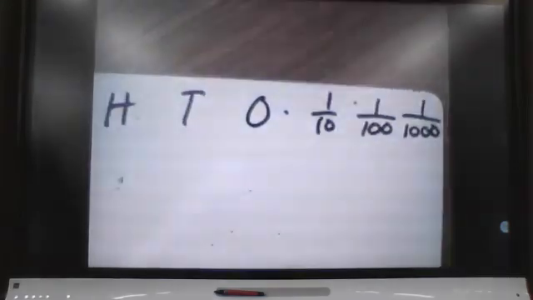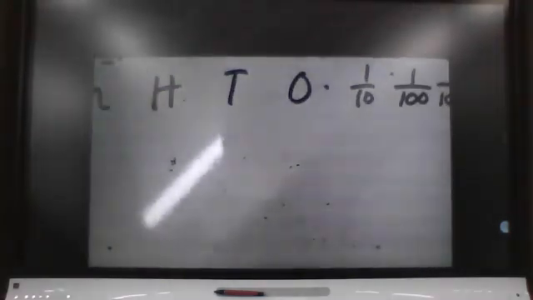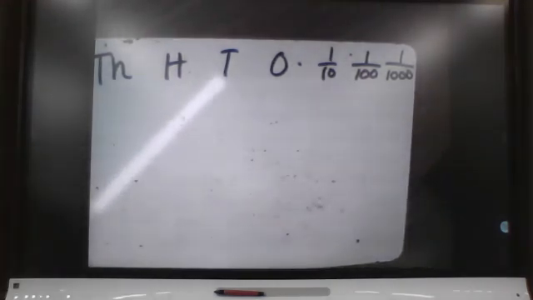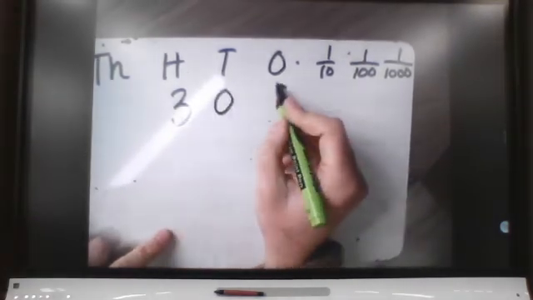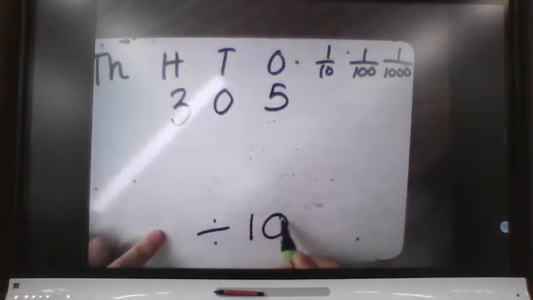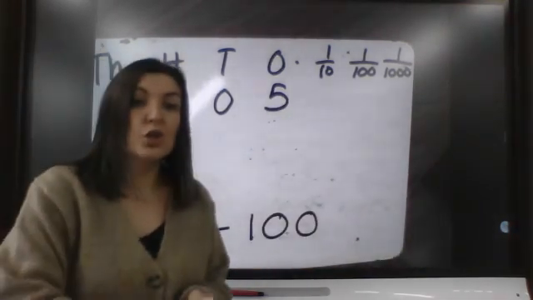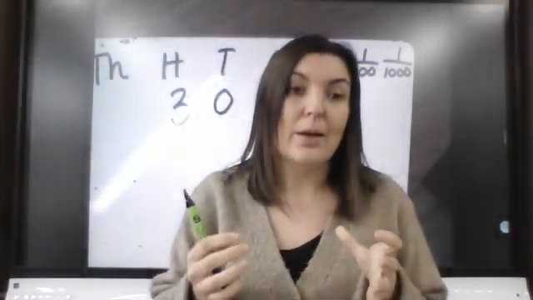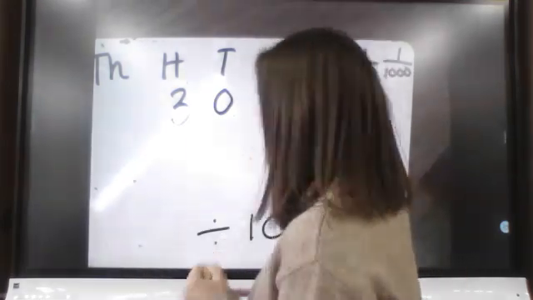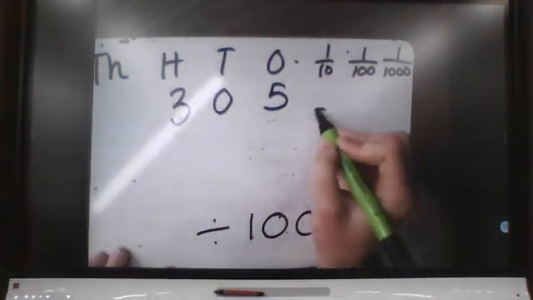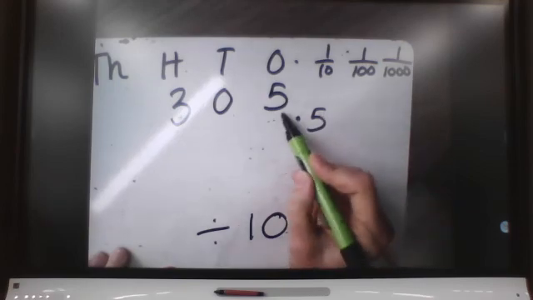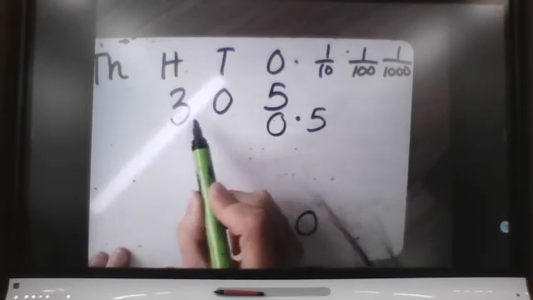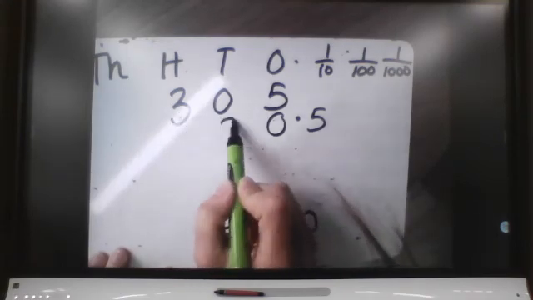So if you need to use your purple book and do a place value chart, that is fine. So I have got 305 and I've got to divide by 100. So that is moving 2 places to the right. It's making it smaller, okay? So I'm going this way. So I'm going to move my 5 into the tenths. My decimal point stays the same. The 0 goes into the ones column, and the 3 goes into the tens column.